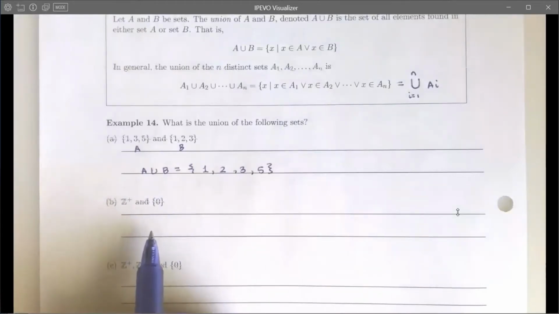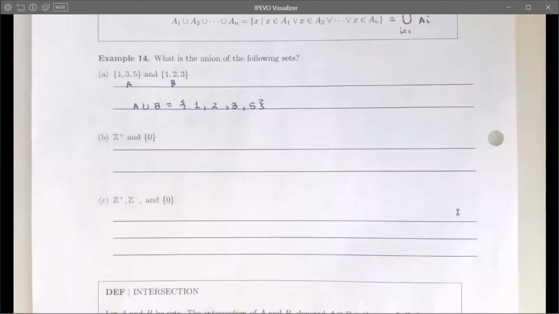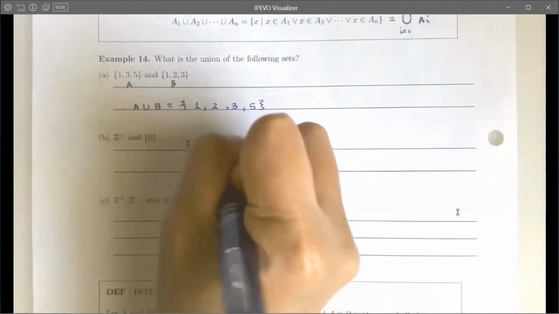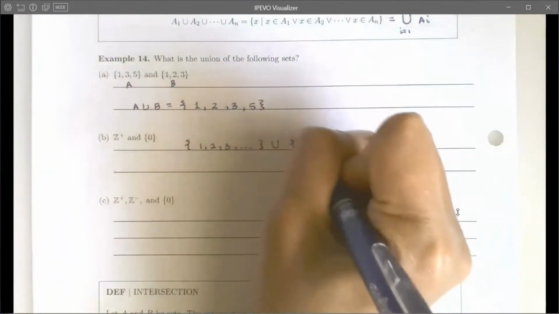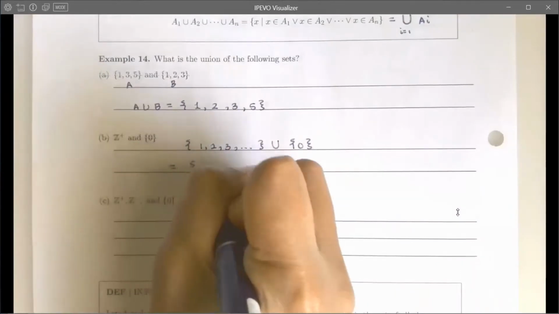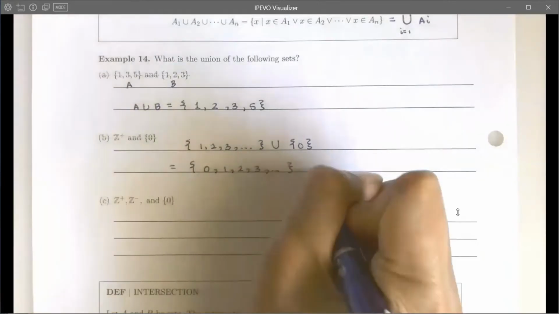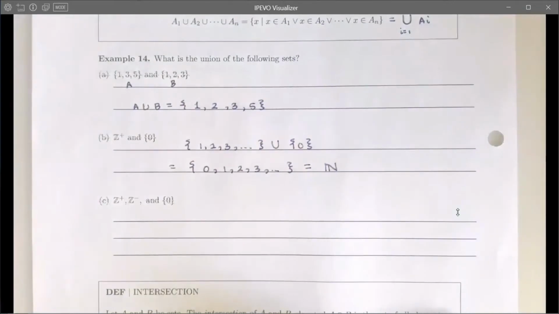If we take a look at what is the union of Z plus and the set containing 0, that's referring to the union of the positive integers with 0. So essentially what we're looking at is 1, 2, 3, up out to infinity, union the set containing 0. And the result of that is going to be a set that contains 0 and all the positive integers. If you recall, this set has a special name. This is the set of natural numbers.